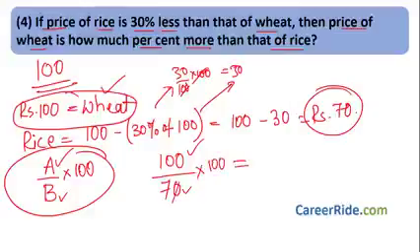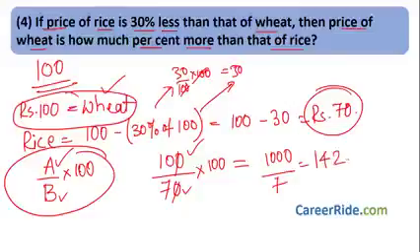What do we get? This gets cancelled, right? We have 1000 divided by 7. 7 1s are 7, 30, 7 4s are 28, 20, 7 2s are 14, 60, 7 8s are 56, 40, 7 5s are 35, and so on. So approximately 142.85%. See how the value of wheat is 142.85% times of rice.